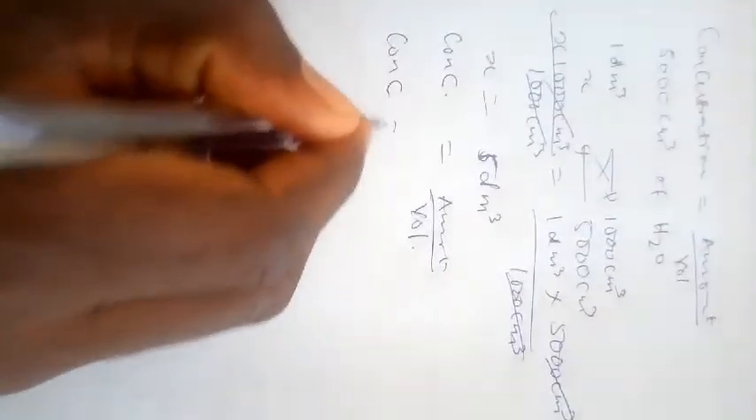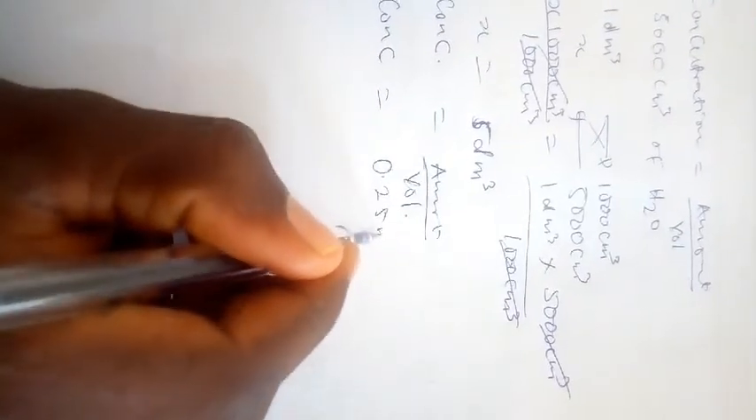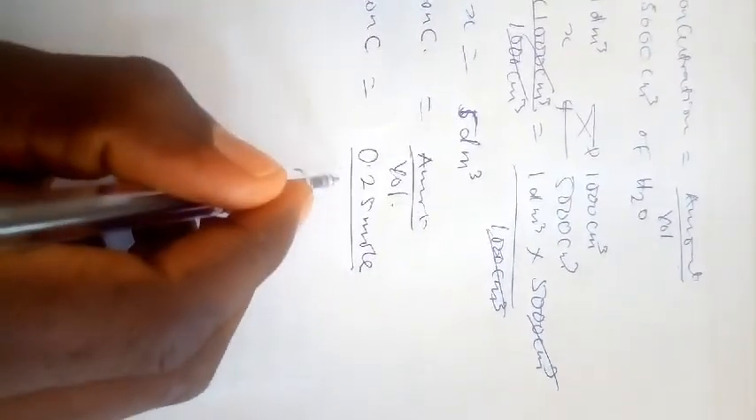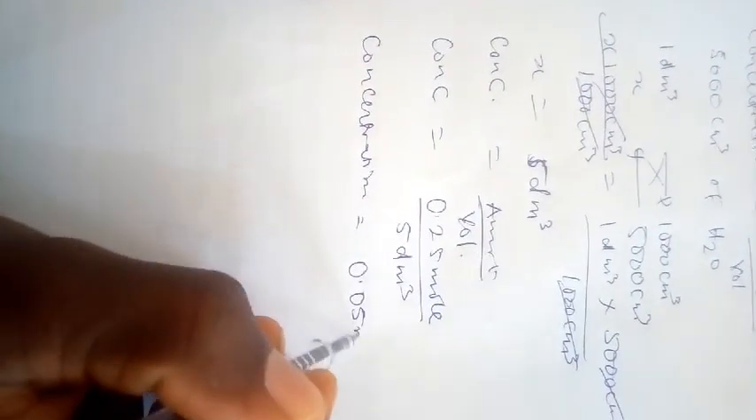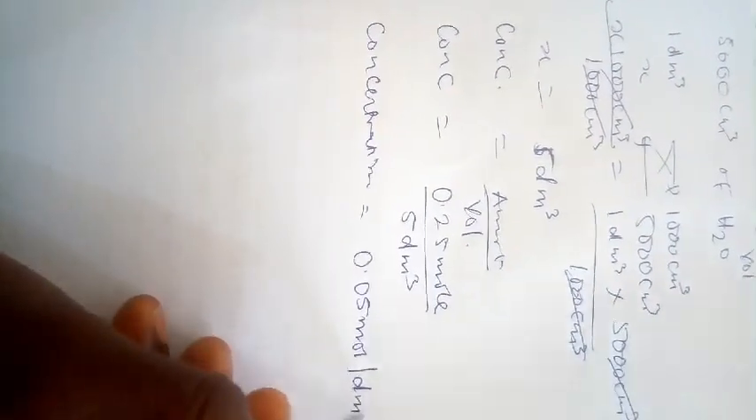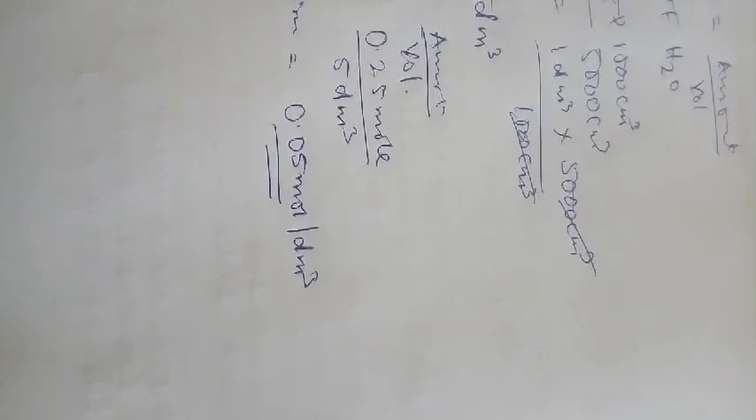Since we have this now, we have our concentration as our amount over volume. We already got our amount in the first question that we solved. Our amount was 0.25 moles and our volume is 5 dm cube. What it simply means is that our concentration will give us 0.05 mole per dm cube. So when 10 grams of sodium hydroxide was dissolved into 5000 cm cube of water, we discovered that the concentration of that solution is 0.05 mole per dm cube.